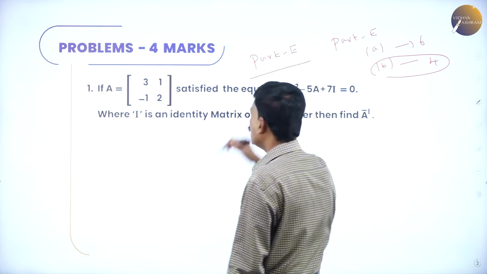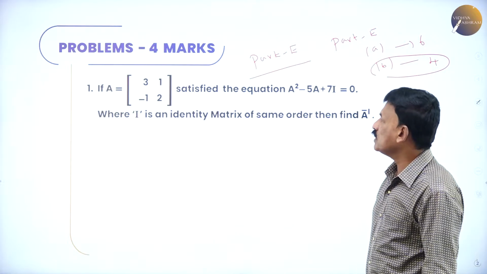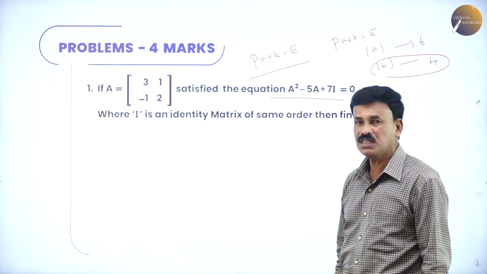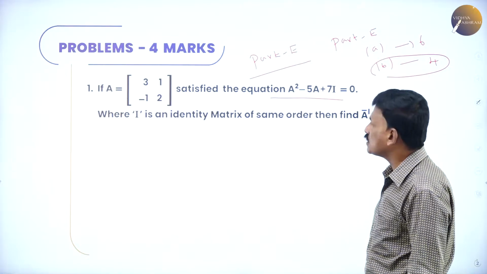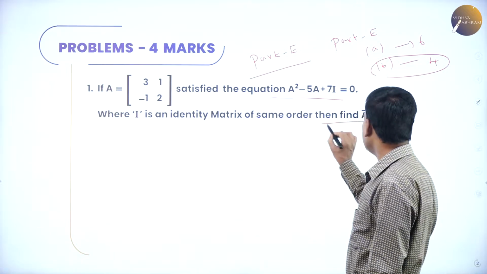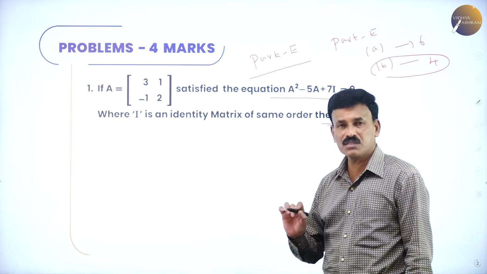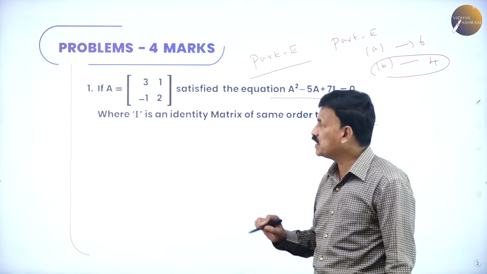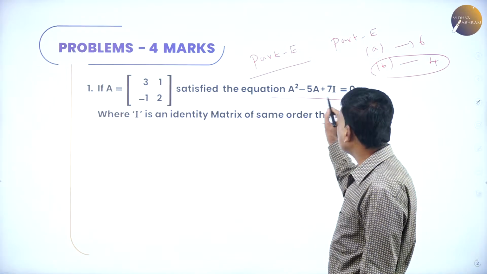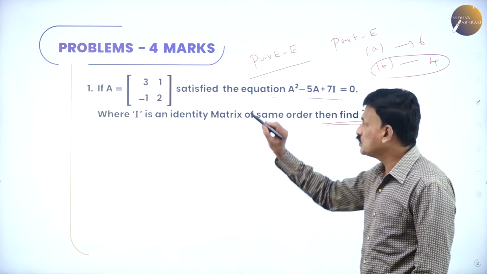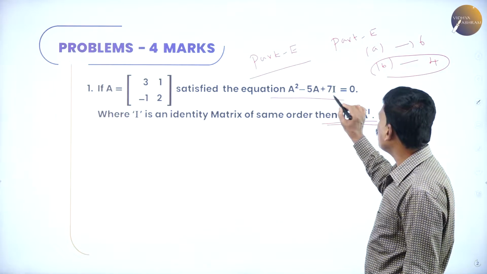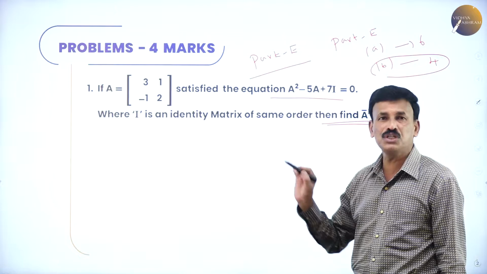Right. Now listen, what is the problem given? If A is equal to [3, 1; minus 1, 2] satisfies the equation A square minus 5A plus 7I is equal to 0, where I is an identity matrix of the same order, then find A inverse. Just watch the question carefully. Here A is given, and the condition is that it satisfies the equation. That means if A square minus 5A plus 7I is 0, there is no need to verify this.